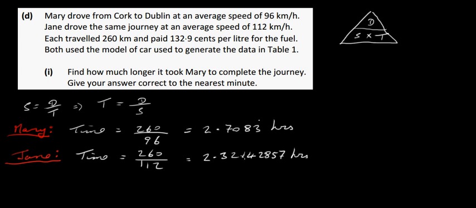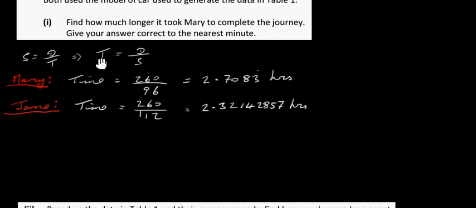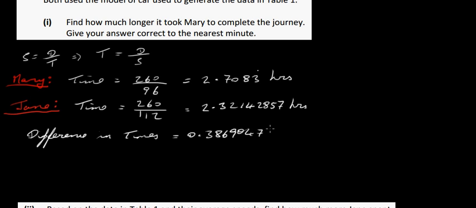We have the time it took both people to drive from Cork to Dublin. How much longer did it take Mary to complete the journey? So all we got to do is find the difference between these two times. So you're just going to subtract these two here. So the difference in times, subtract these two here, and you get 0.3869047619.